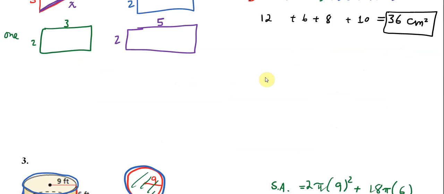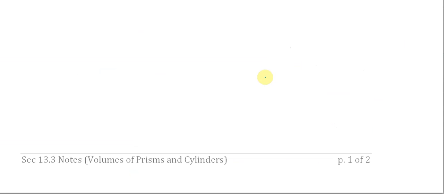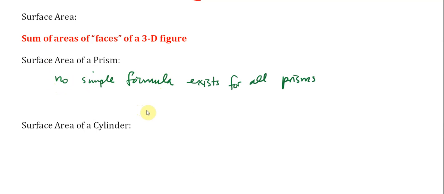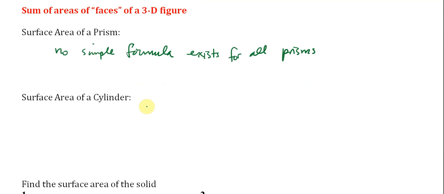Now let's back it up in our notes here and talk about formulas for the area of a prism. For prisms, unfortunately, no simple formula exists for all of them. There's a formula, but almost every single prism has a different one, so there's not one formula that we can really use. For a cylinder, however, it's quite convenient.